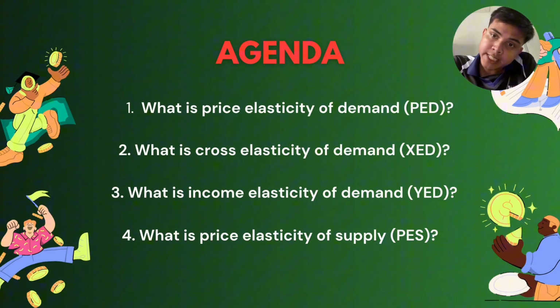Today we have 4 agenda here. The first one is what is price elasticity of demand. Second is what is cross elasticity of demand. Third, what is income elasticity of demand, and lastly, what is price elasticity of supply.